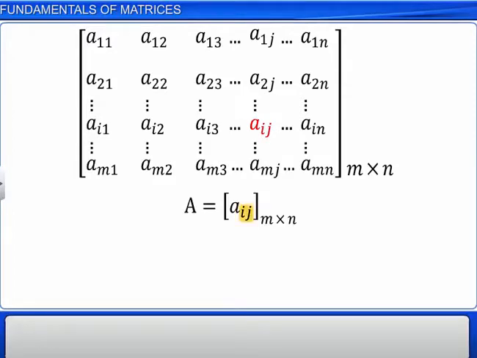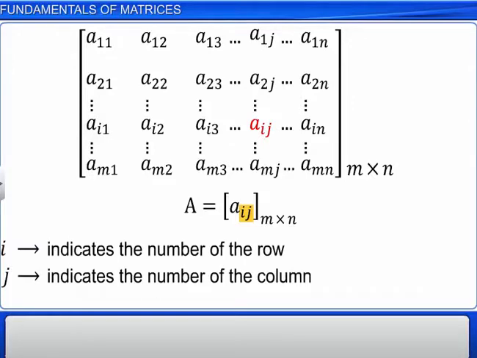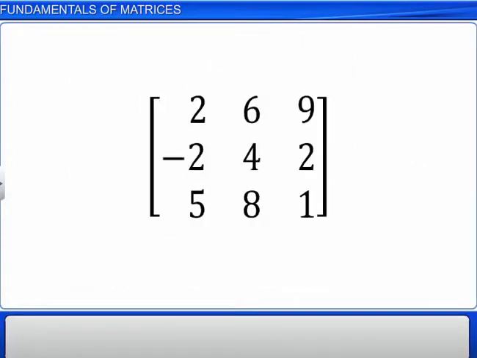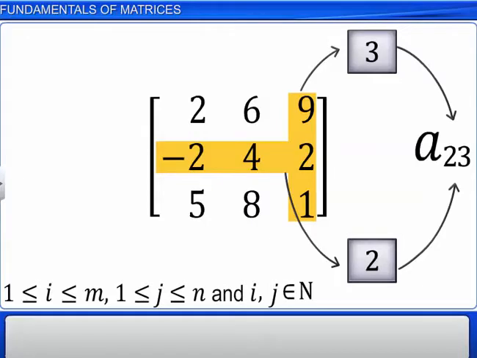The subscript ij for the element A indicates the position of each element in the matrix. i represents the row and j represents the column where the element is located. For example, the element A 2 3 represents the element in the second row and third column of the matrix. The value of i varies from 1 to m. The value of j varies from 1 to n, where both i and j belong to the set of natural numbers.